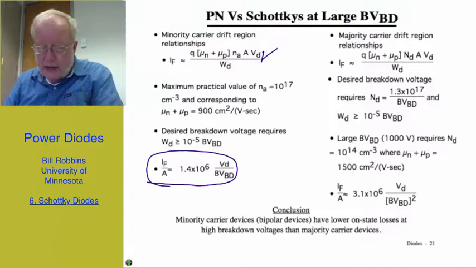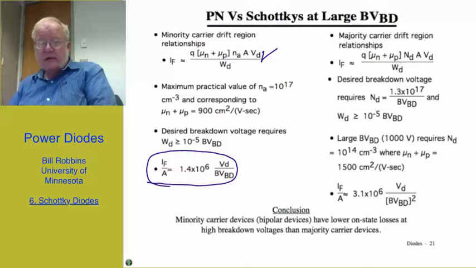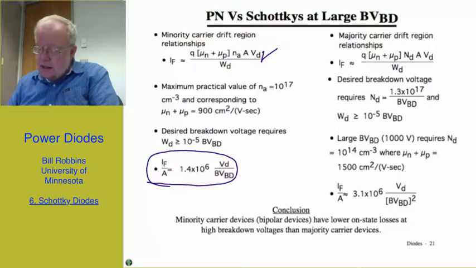For bipolar devices, or minority carrier devices, which make use of conductivity modulation, the current density is equal to a numerical factor of about 10 to the 6th times the maximum allowable drift region voltage divided by the breakdown voltage. So all things being equal between the two types of diodes, minority carrier devices have a current density that's inversely proportional to the breakdown voltage.